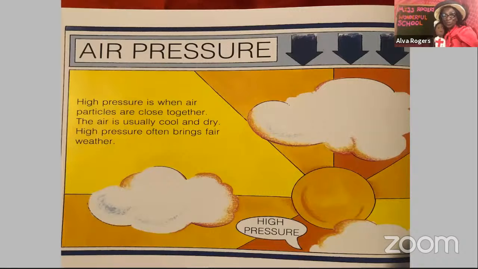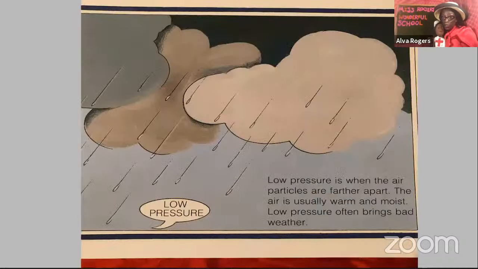Air pressure. Air pressure is when air particles are close together. The air is usually cool and dry. High pressure often brings fair weather. Low pressure. Low pressure is when the air particles are farther apart. The air is usually warm and moist. Low pressure often brings bad weather.